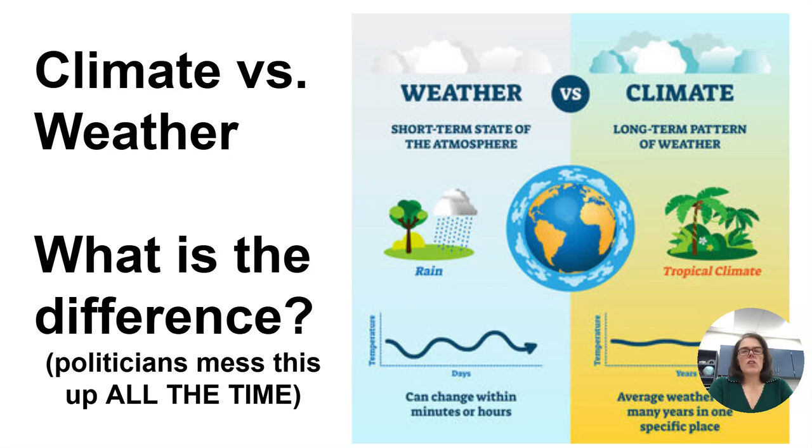Climate is the long-term pattern of the weather, where we can only observe the weather. We can't observe the climate per se. So we look at the weather and patterns in the weather over long periods of time, and that tells us what the climate is. And the climate is what determines the biome.